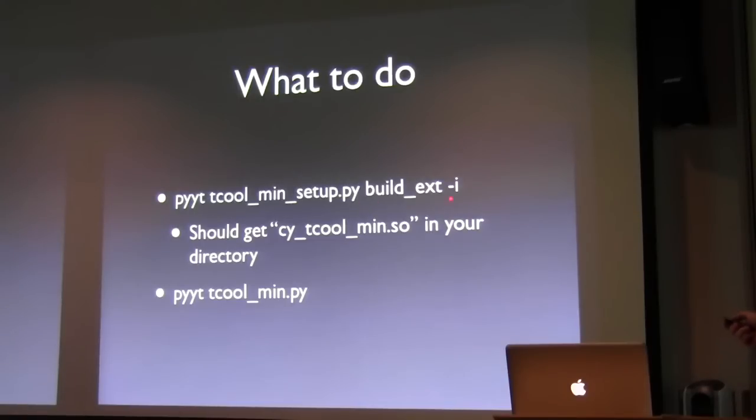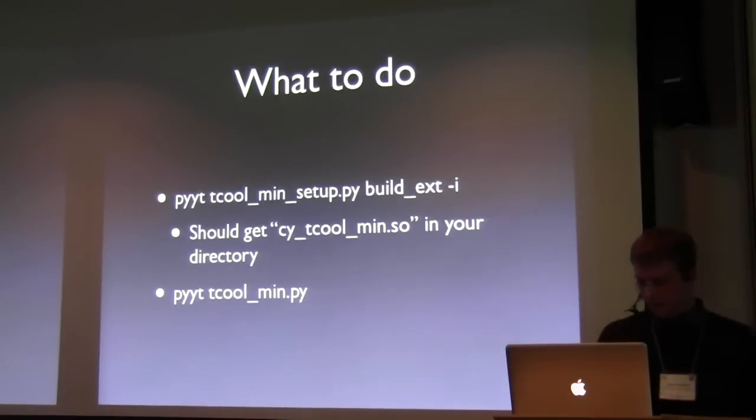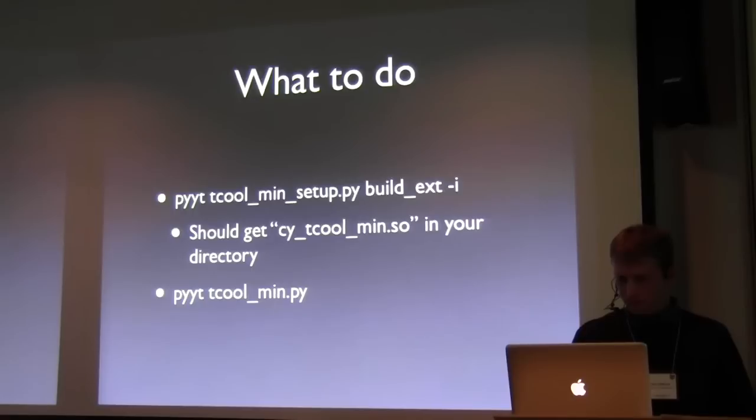And when you run that script in that directory, you should get this shared object file, cytcoolmin.so. So has anybody been able to do that? Okay. Yeah. Okay. Good. And if you have the sloshing file inside the same directory, you can just run pyyt tcoolmin.py, and it should go through and perform all the things in the driver script.